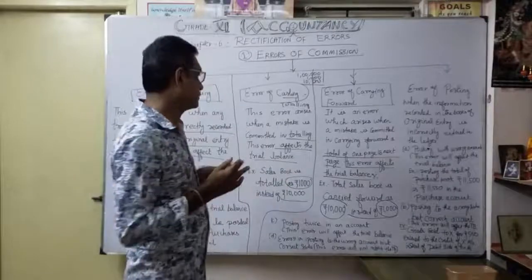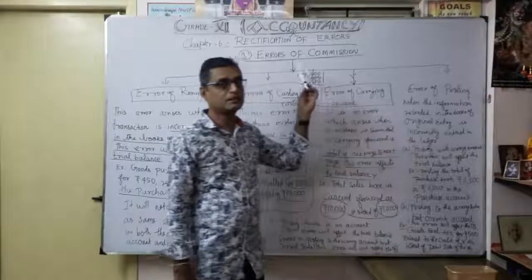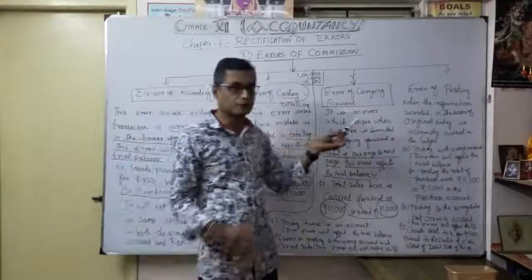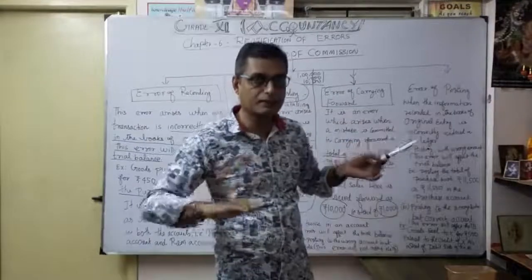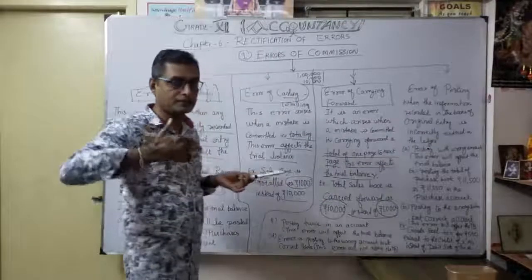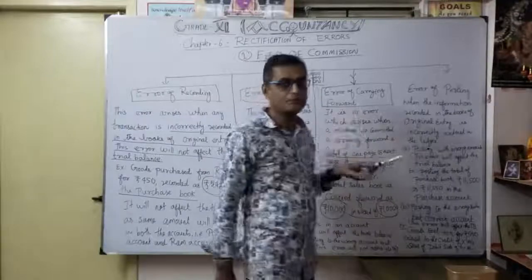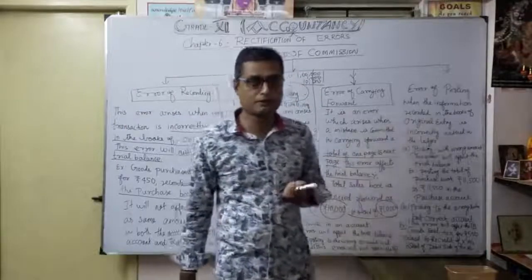Okay, you understood now? The third category is error of carrying forward under error of commission. You have done the carry forward, but here the amount is wrong. Be very careful about which amount exactly goes to the next page. That's our third important error, carrying forward, under error of commission.